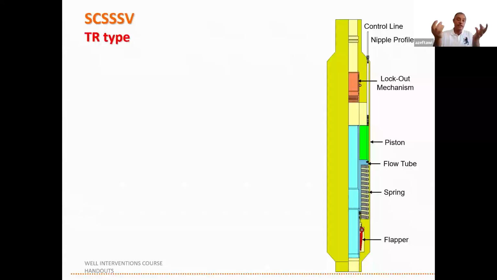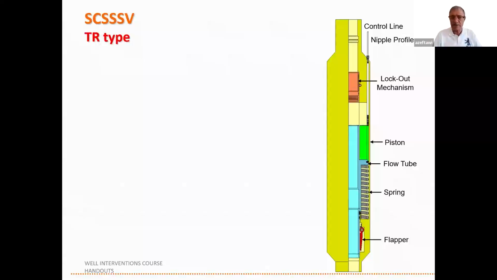Because any restrictions, as we discussed, will create back pressure. If the well pressure is not strong enough, the well will die. So in the tubing retrievable, because it is full bore, there is no restrictions. So I'm using it for low pressure formation. And actually, I'm using it for the opposite. I am using it for the high pressure gas wells. Why?